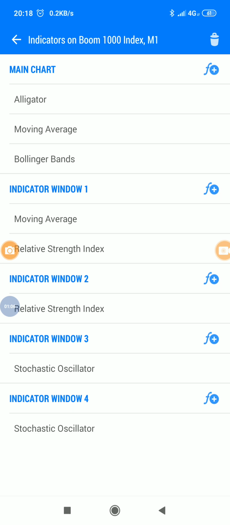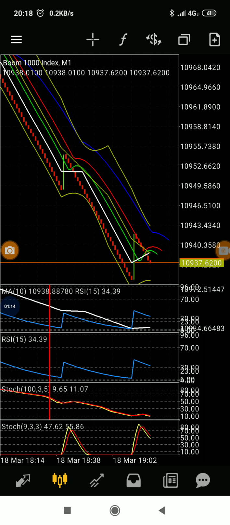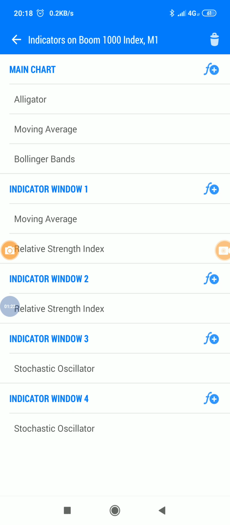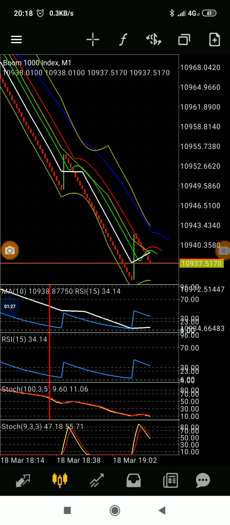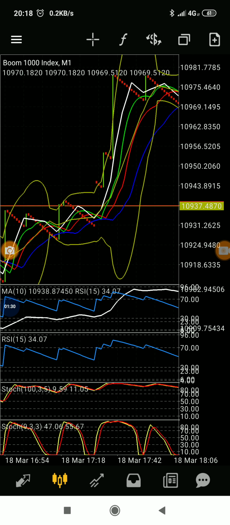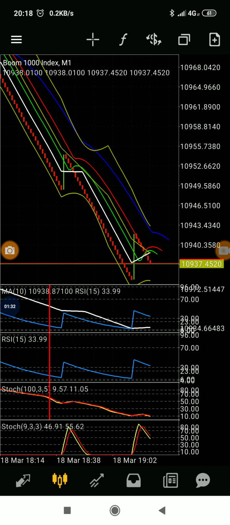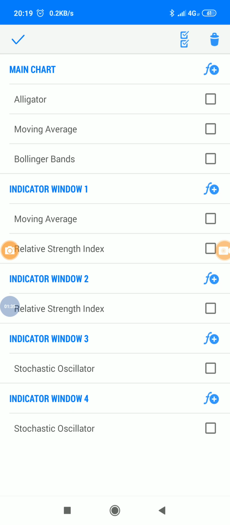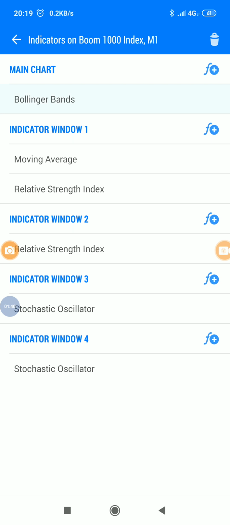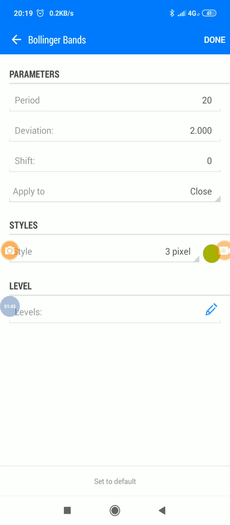First of all, our alligator. Sorry, we will not be using alligator. Permit me. First of all, we will be using our Bollinger Band. Bollinger Band should come first. Sorry, I will be removing the moving average and alligator for now. We're using Bollinger Band with the default setting. You can see the default setting.